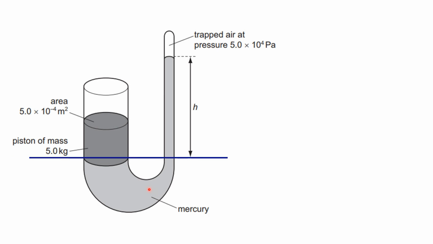Let's first find a line with the same pressure level, then identify the left and right side of the tube. Because this liquid is in equilibrium, the pressure on the left is equal to the pressure on the right. Now we need to observe what we have above this line. On the left side, we have the atmospheric pressure and the pressure of this piston. And on the right side, above this line, we have the pressure of the mercury and the pressure trapped right here, which is the pressure of this air.